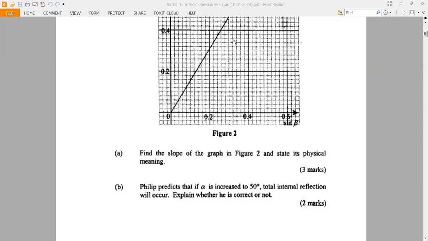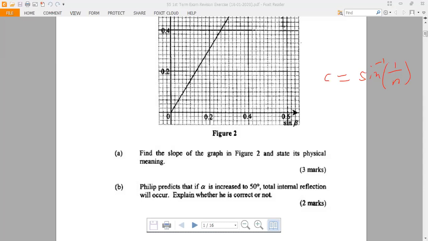Someone may find sine inverse of 1 over n. You can find the critical angle, but in this question, you don't need to bother about this critical angle. The reason is, even though the angle is larger than the critical angle, it won't happen. It doesn't satisfy the condition. Light must travel from more dense to less dense to make total internal reflection happen. So that's why I mentioned 2 criteria. If any one is not matching, you don't see total internal reflection.